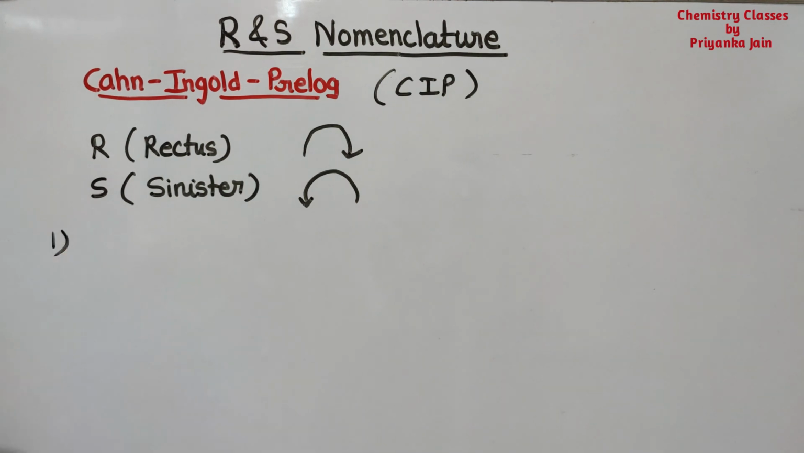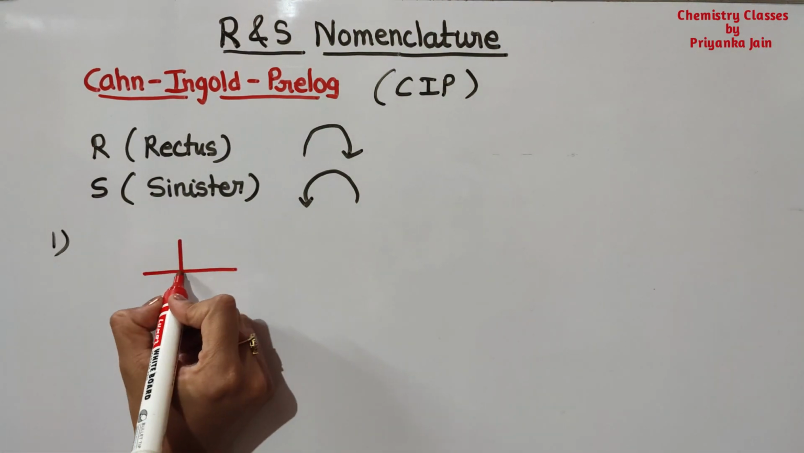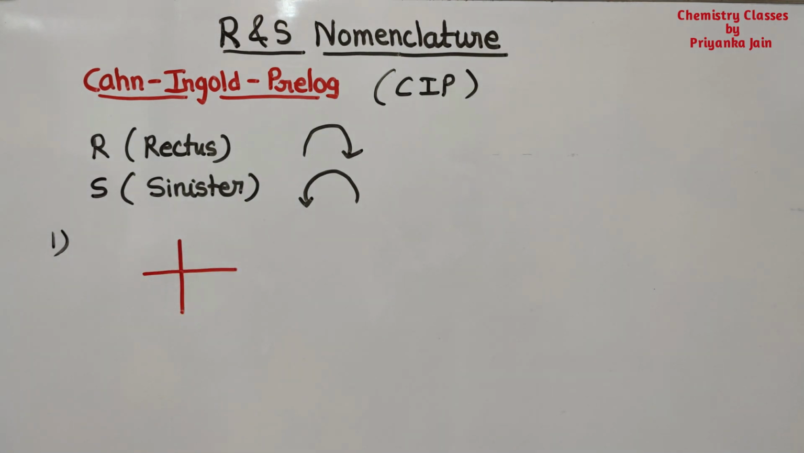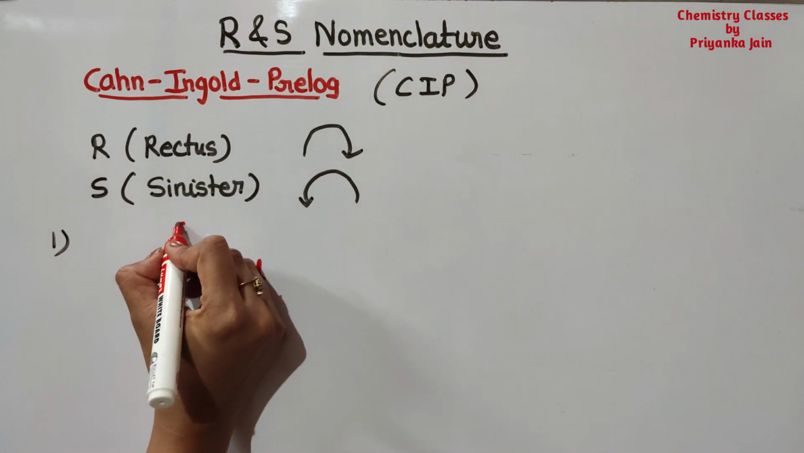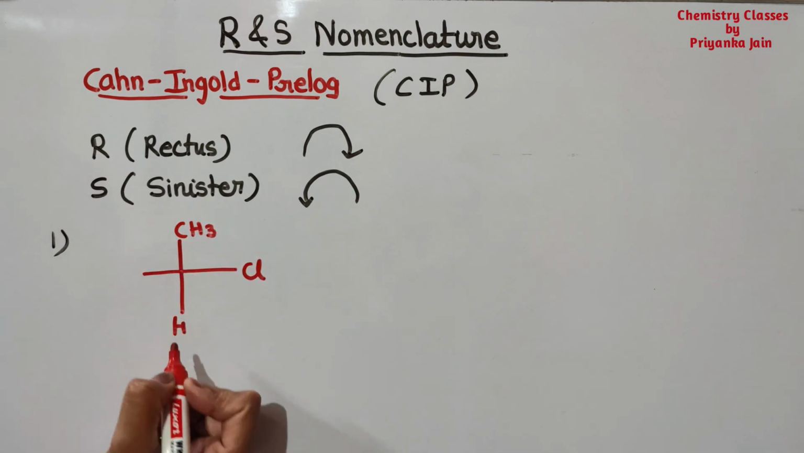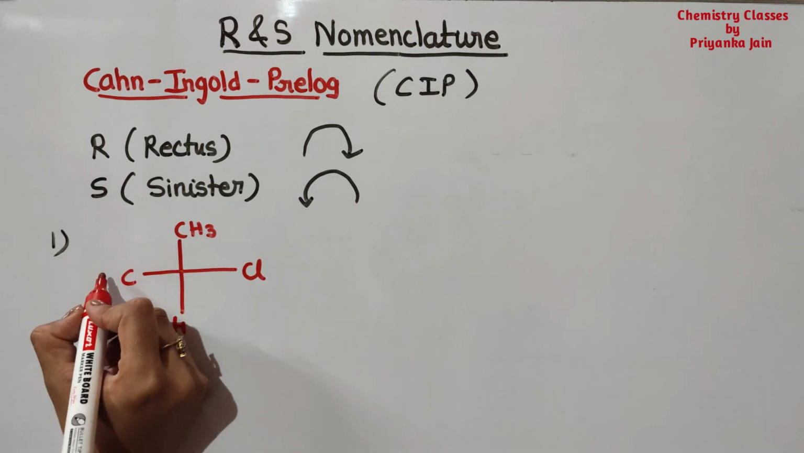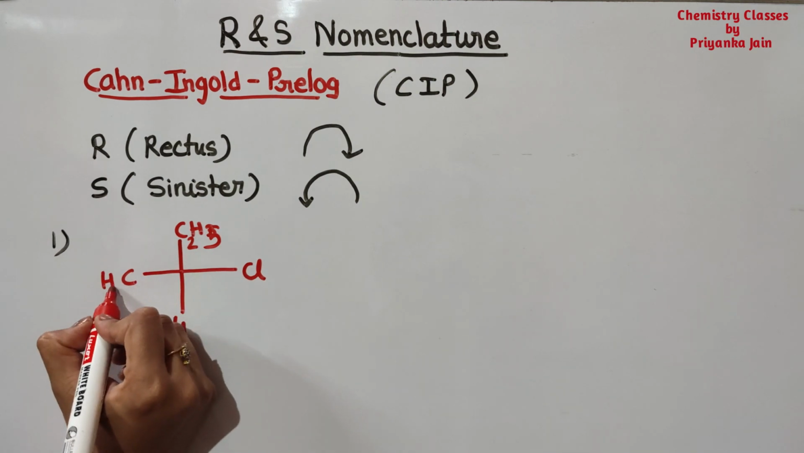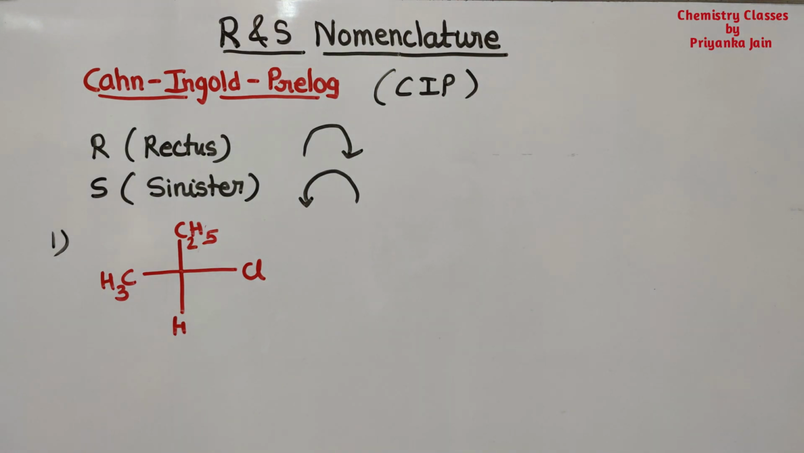What is the first rule? The first rule is to give priority to the groups. Suppose we are taking the simplest molecule. Here is this chiral carbon atom, and four different groups are attached to it. Suppose this is Cl, this is hydrogen, and this is CH3, and this is another group. This may be C2H5 and this may be CH3, right?